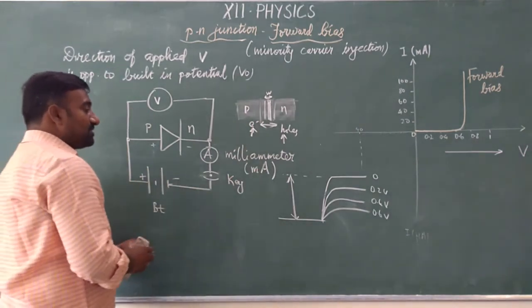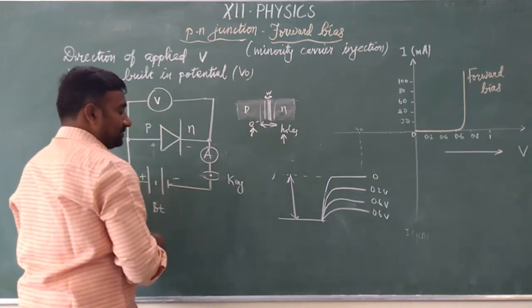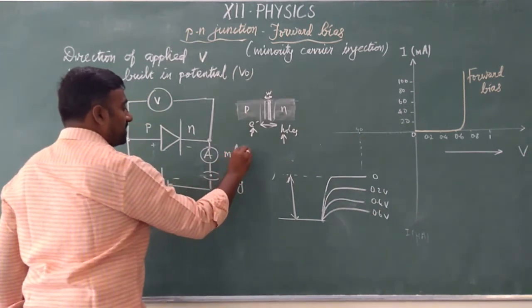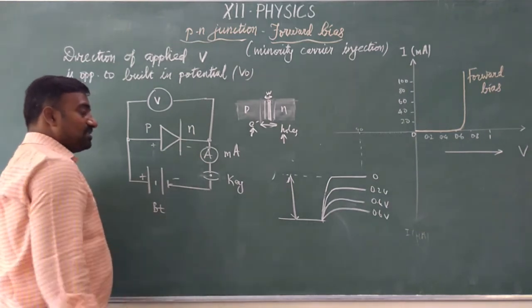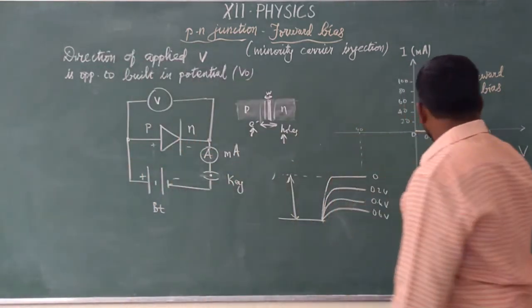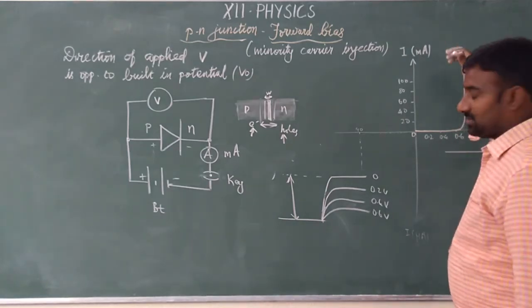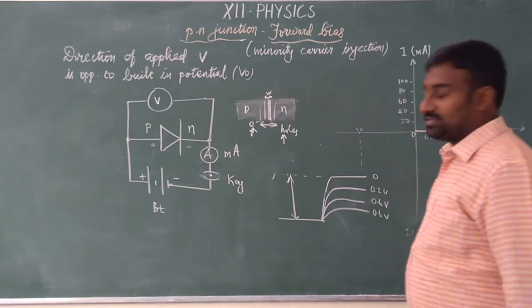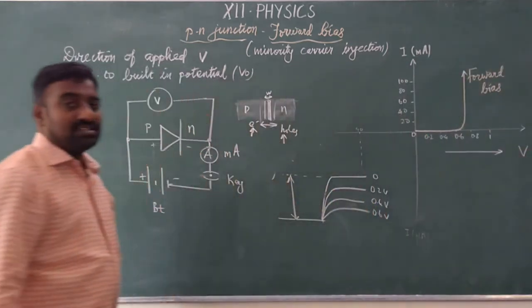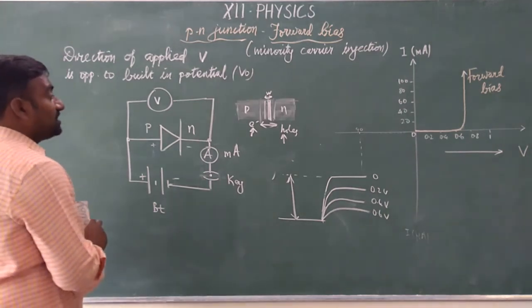The current produced is only in milliampere. This is the ammeter, it is in milliampere. Suddenly after the 6, you can see that it breaks down and rises further. So this is the forward bias. But in a reverse bias, it is just the opposite. We should make only small changes. We need not alter anything else.